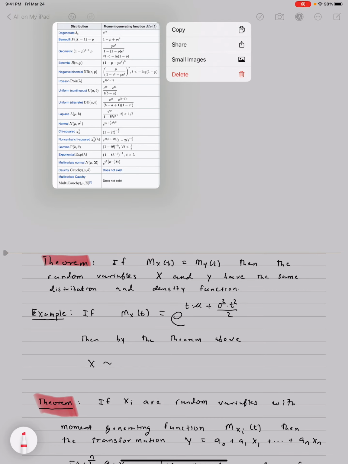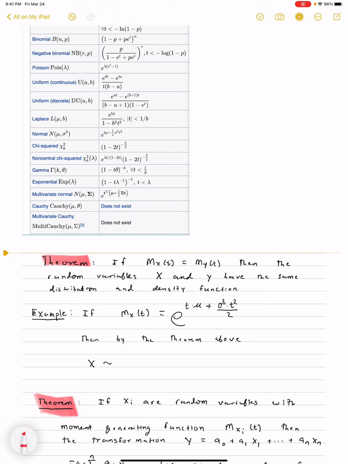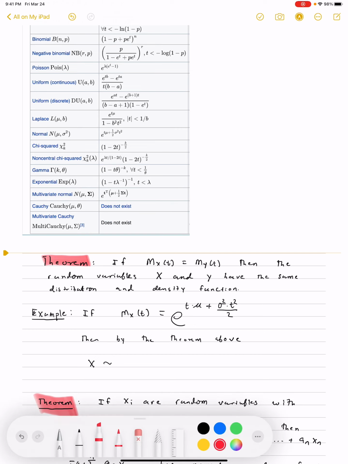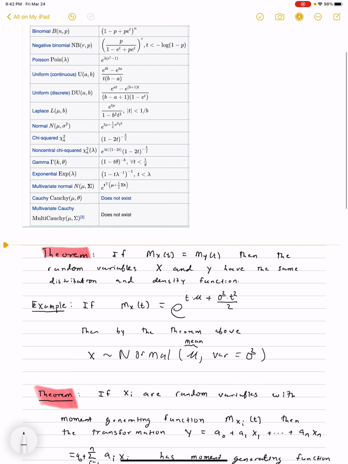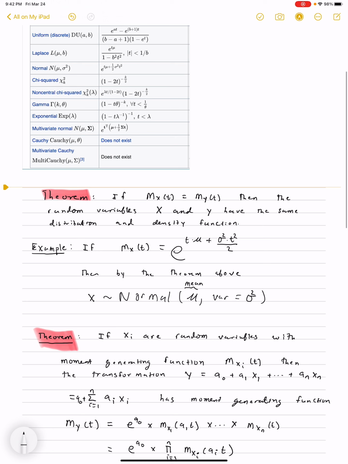And that normal distribution has parameters mu and sigma squared. So this is going to be normal. If we see that moment generating function, we know it comes from a normal distribution, with parameters mu, and the variance is equal to sigma squared. And by the way, that is the mean right here. Okay, so that is an example of the first theorem.